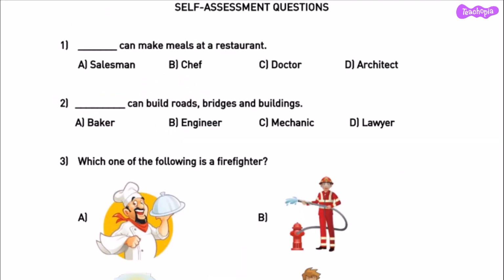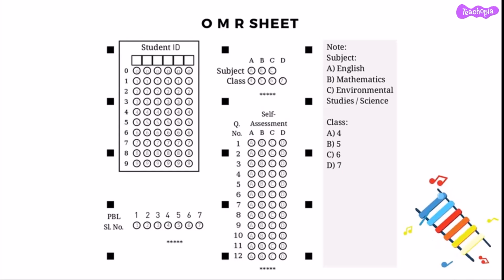Finally, we move to our self-assessment questions. Use this sheet to score the learners on how much they have understood the concept presented in this PBL. The OMR sheet provided at the end of the PBL. Here in the OMR sheet, the learners mark or shade the circle corresponding to the right option that they feel is the correct answer to each of the questions.